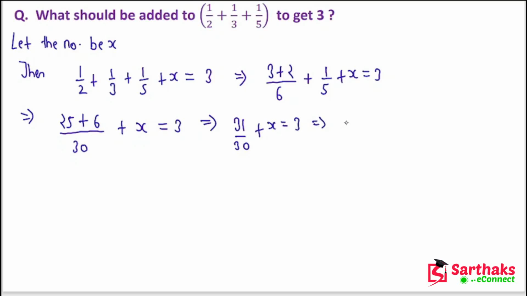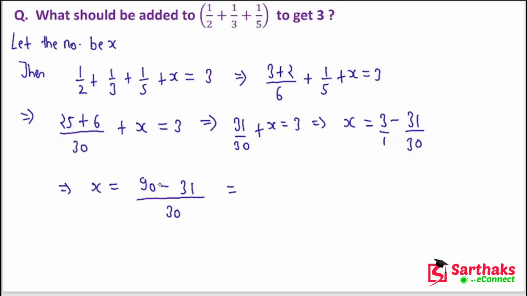Now you can calculate x by taking 31 by 30 on the RHS, and you will get 3 minus 31 upon 30, right? So we can calculate x by taking the LCM. Since 3 has nothing in the denominator, so there is 1. So you can take the LCM to be 30. So 1 into 30 equals 30. So 3 into 30 equals 90 minus 30 into 1 equals 30. So 31 into 1 equals 31.